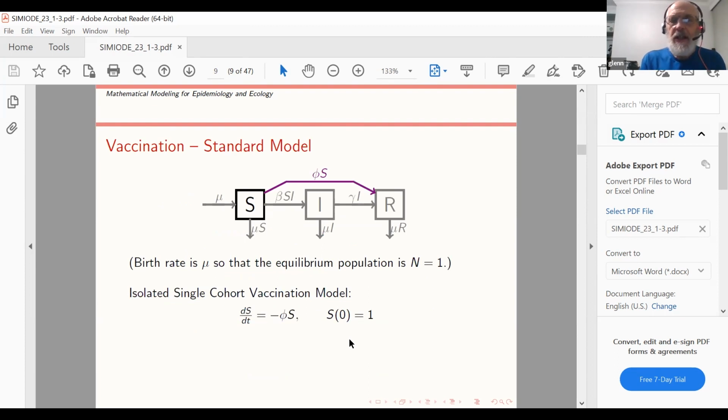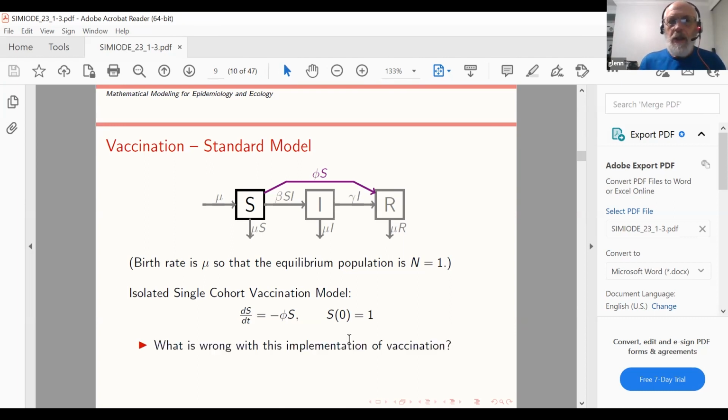And so here's an SIR model that includes vaccination, and I've grayed out everything that isn't about vaccination. So the part that isn't grayed out, we can write down as an isolated single cohort vaccination model. And in the standard formulation of vaccination, it's just the same as radioactive decay. S of 0 is equal to 1 because the population is measured in cohorts. So what's wrong with this implementation of vaccination?